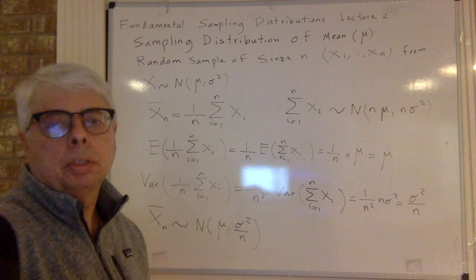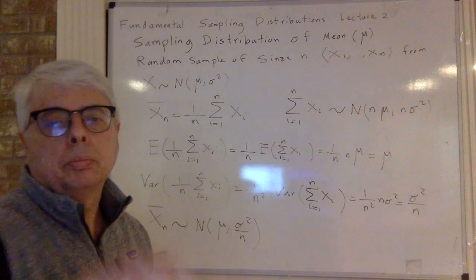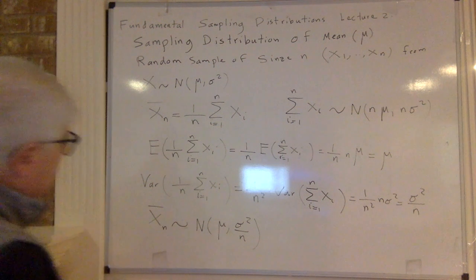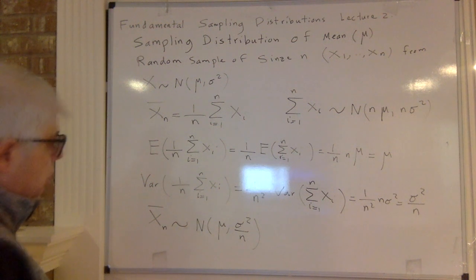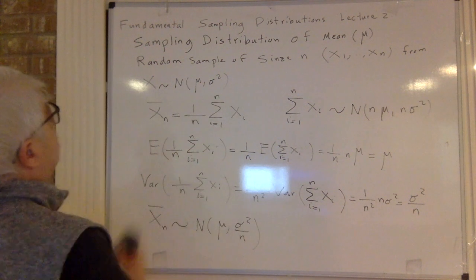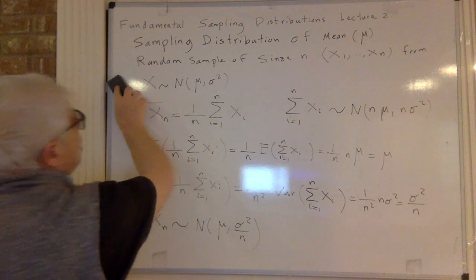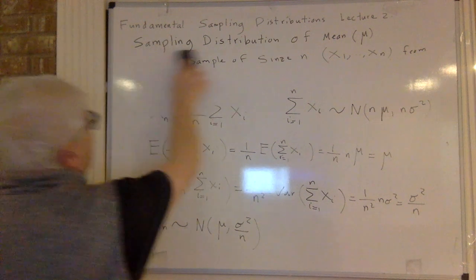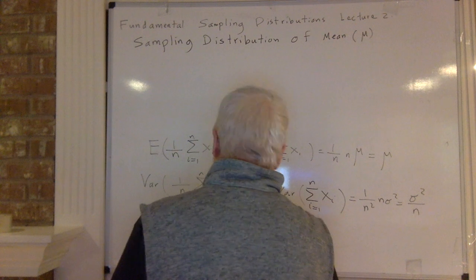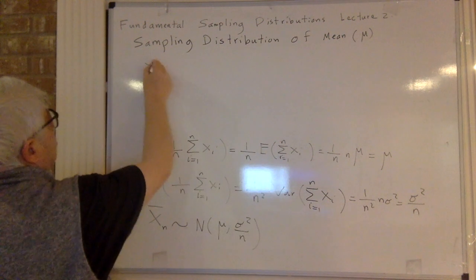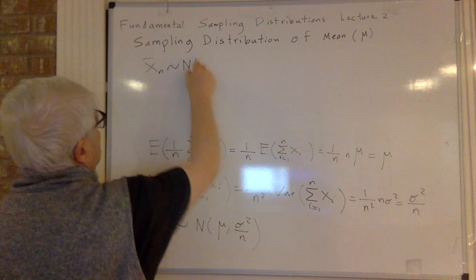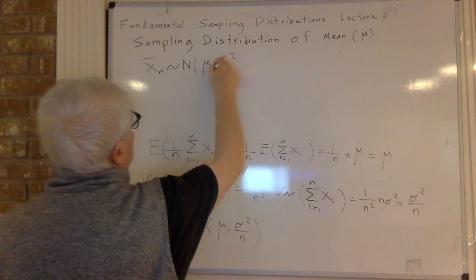Now let's see what the central limit theorem tells me as n goes to infinity. So let me erase this thing. I have x bar n, that is N(mu, sigma squared over n).